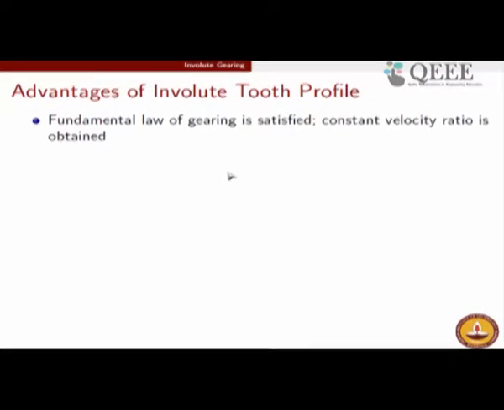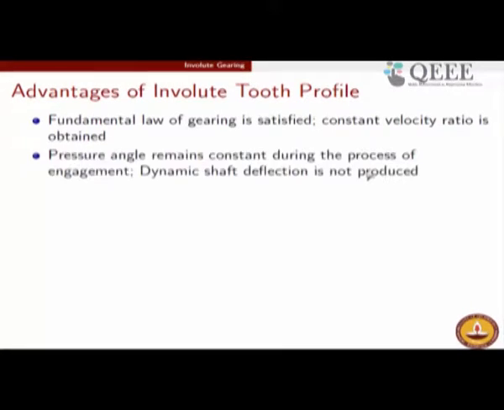So, as we have said, there are a number of advantages of the involute tooth profile. The first one, which we have talked about extensively, is that the involute tooth profile satisfies the fundamental law of gearing. Constant velocity ratio can be obtained as a result of this involute gearing arrangement. What we have seen is that the common normal does not change during the process of engagement, which means the common normal is essentially fixed.